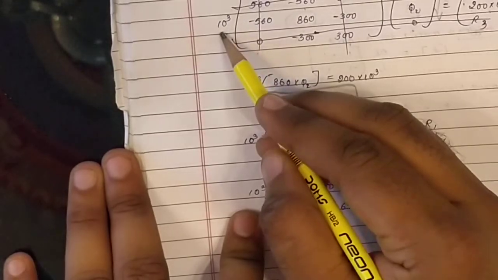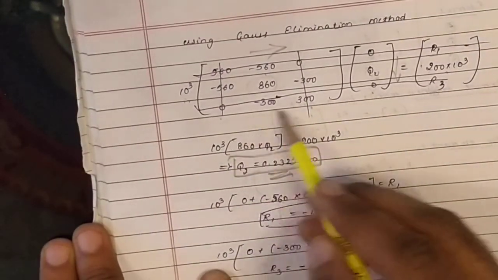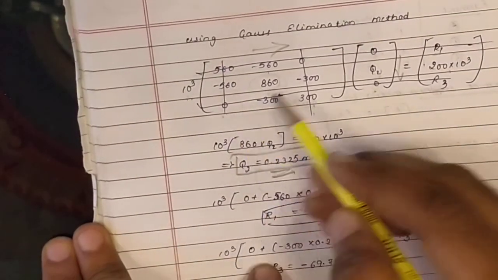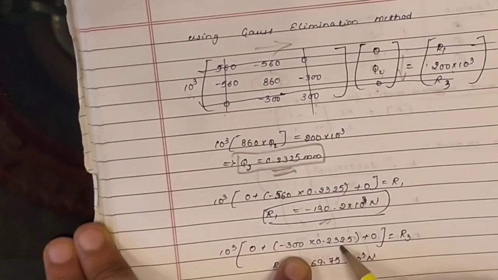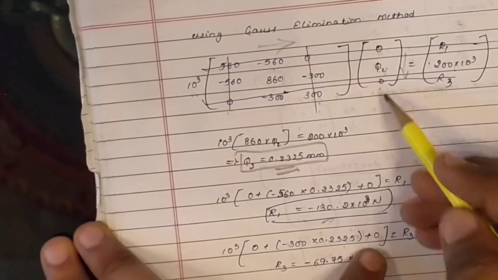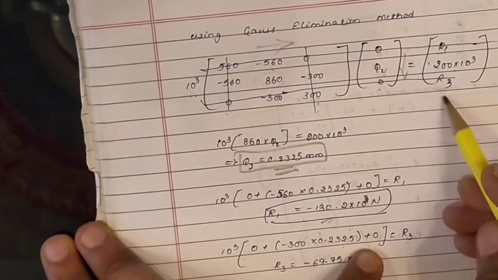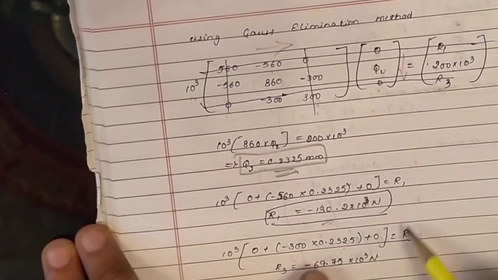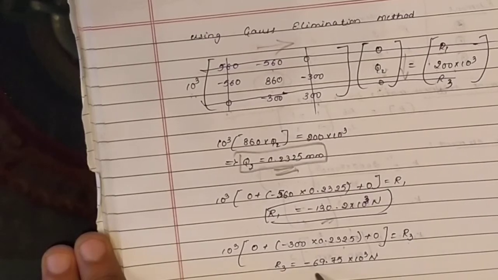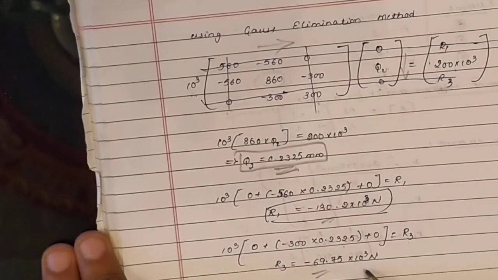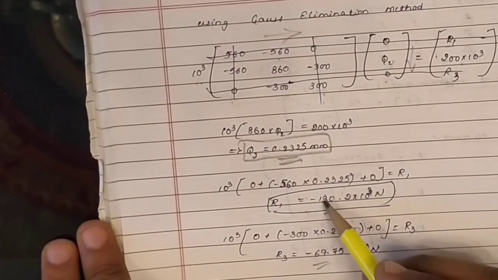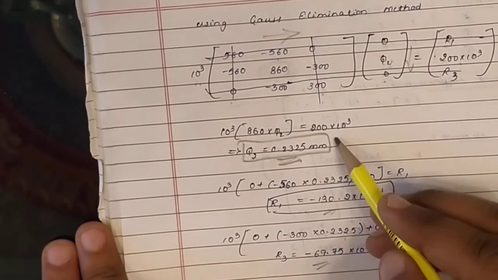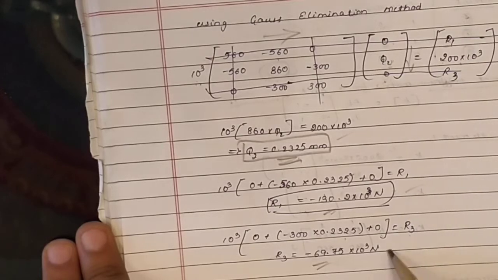Similarly, 10 power 3 into, where is R3? This row, correct? So 10 power 3 into 0, 0, minus 300 into Q2. Next, 300 into 0 is equal to R3. You've got one more equation. So R3 is equal to minus 69.75 into 10 power 3 Newton. Clear with finding R1 and R3? So we have found the nodal displacement and support reactions.